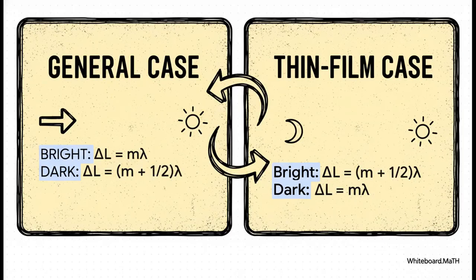And look at what this does to our rules. That single pi phase shift flips our conditions completely upside down. For the waves to interfere constructively now, the path difference actually needs to be off by half a wavelength to cancel out that reflection shift. So the condition for a bright fringe becomes the old condition for a dark one, and the condition for a dark fringe becomes the old one for a bright one. The rules have inverted. You have to account for this.